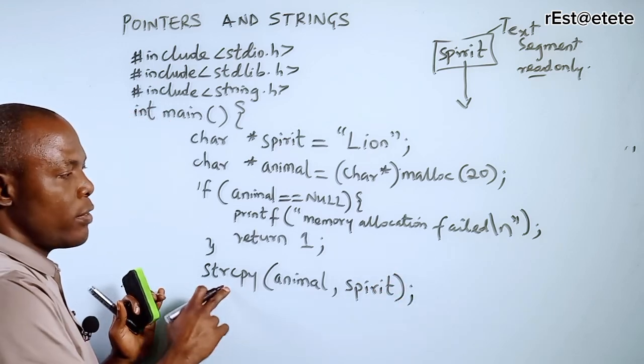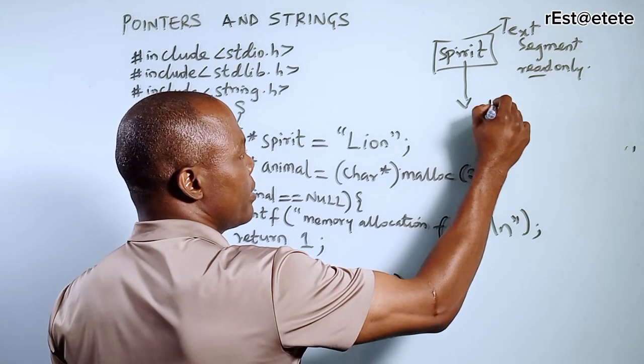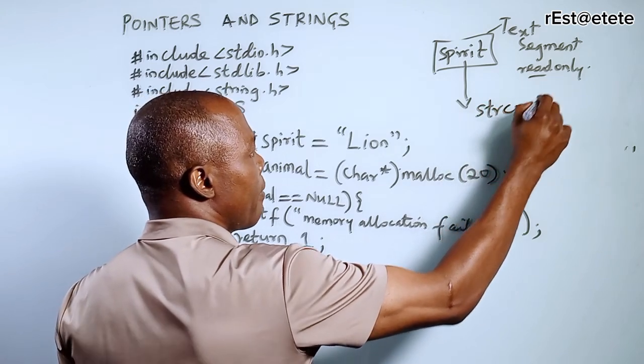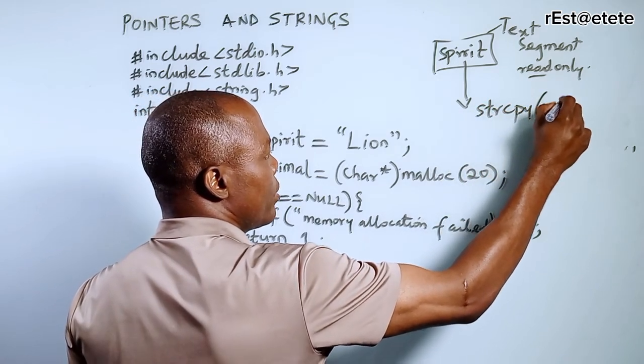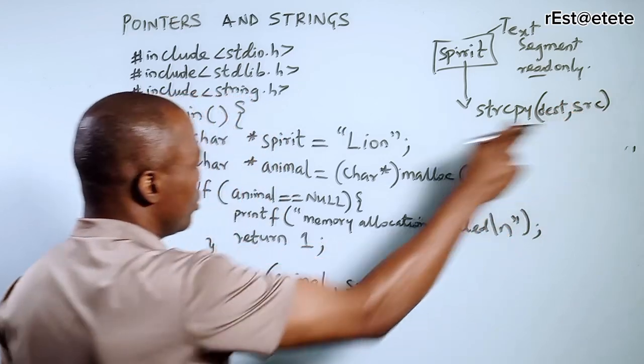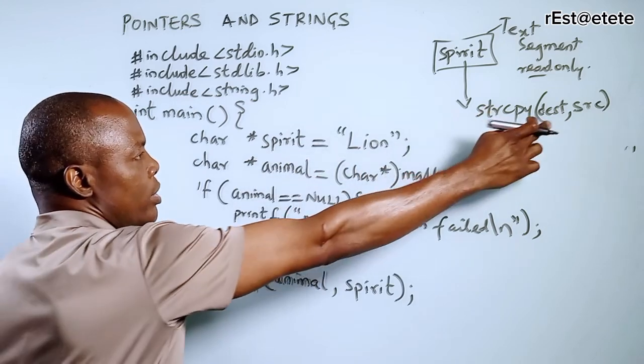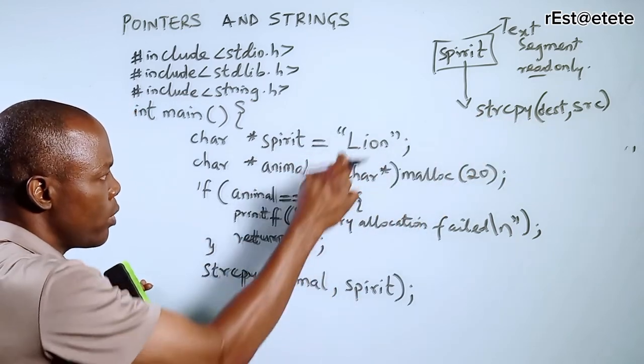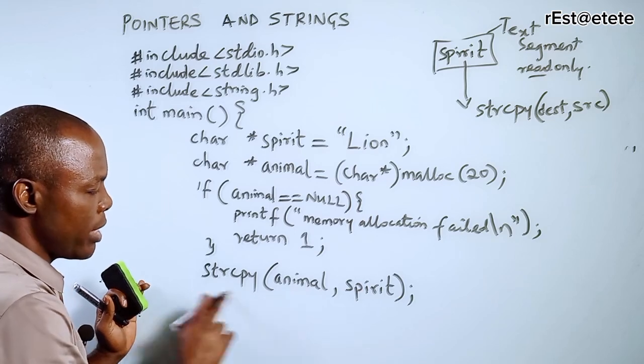So the syntax for this string copy is strcpy, destination and what? SRC, which is what? Source. So the source is what? Spirit. And the destination is what? Animal. So I'm copying what is inside this spirit into this animal. That is what I've done.